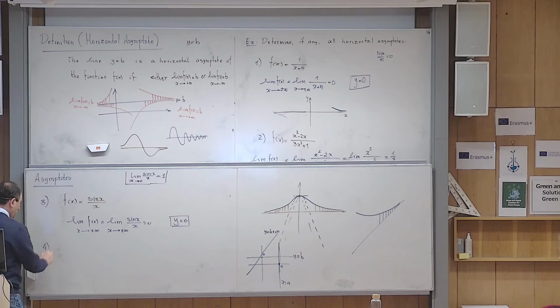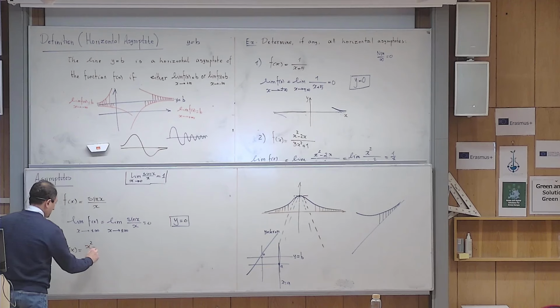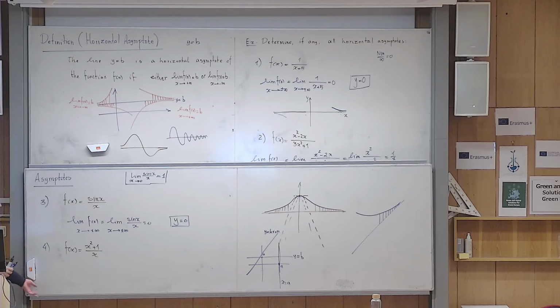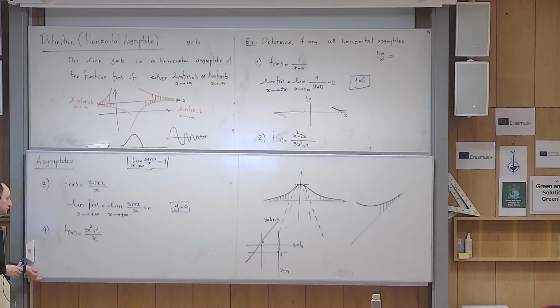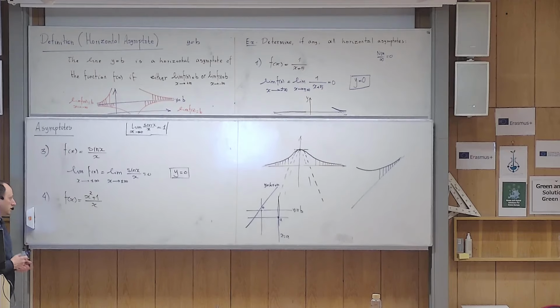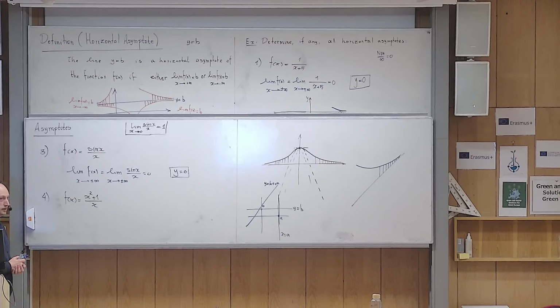So number 4, if I give you this function, f of x equals x squared plus 1, just divided by x. What is the horizontal asymptote of this function, if there is any? There is none, yes, here there is no horizontal asymptote, yes.